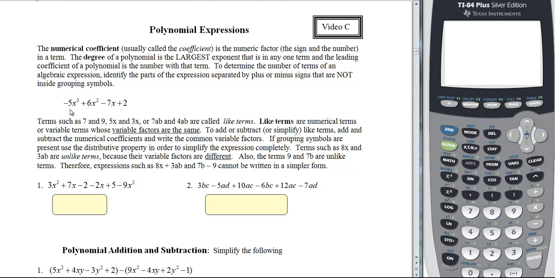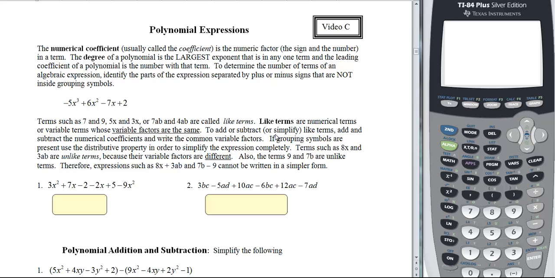Now, how many terms does this expression have? This is my first term, second term, third term, fourth term. So there are 4 terms here. Now, terms such as 7 and 9, 5x and 3x, or 7ab and 4ab are called like terms. Like terms are numerical terms or variable terms whose variable factors are the same. So if you'll notice 7ab and 4ab, my variable factors here are ab. They have to be exactly the same.